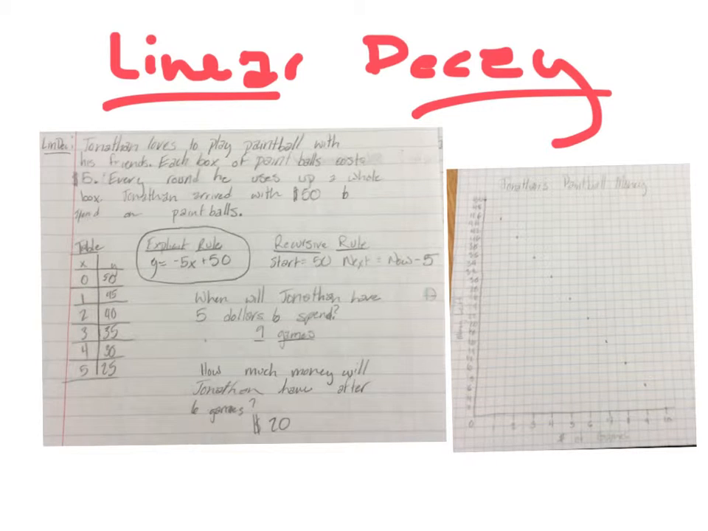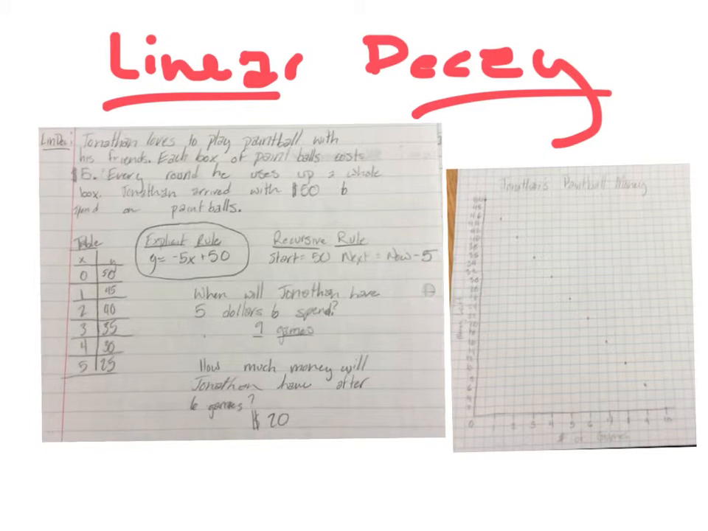The explicit rule would be y equals negative 5x plus 50, because 50 represents your start value, which would be the y-intercept, and negative 5 would be your rate of change, because he loses $5 every round he plays. And if you substitute in how many games he plays into x, it'll give you how much money he has left after that round. The recursive rule would be next equals now minus 5 with a start of 50.